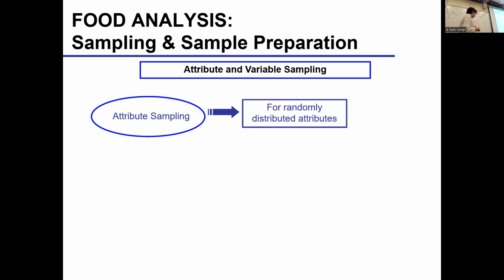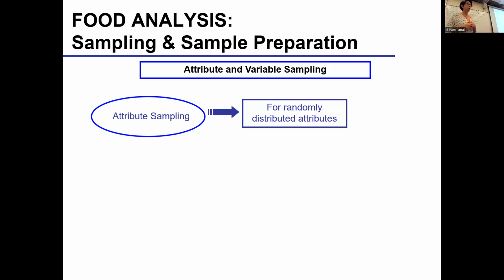That means we don't know where it is in the product. It can be on the surface of the product. It can be in the middle of the product. It can be in one can, but not in the other can. So its presence is random and not predictable. We can't predict where we're going to find that attribute.